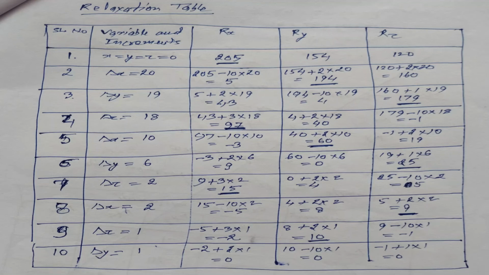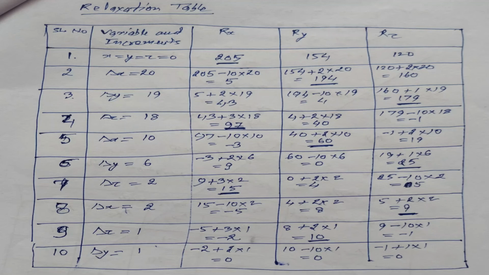So, we take delta y equal to 19, and then Ry becomes 194 minus 10 into 19, that is equal to 4. Correspondingly, Rx becomes 5 plus 2 into 19, that is 43, and Rz becomes 160 plus 1 into 19 equal to 179. Now, Rz becomes 179, which is the greatest.